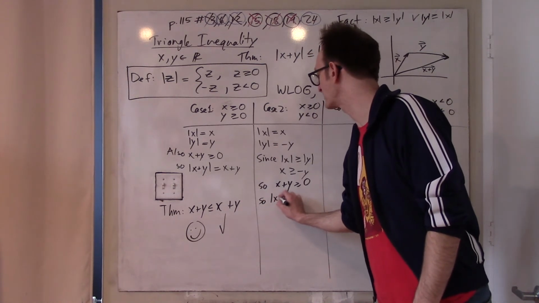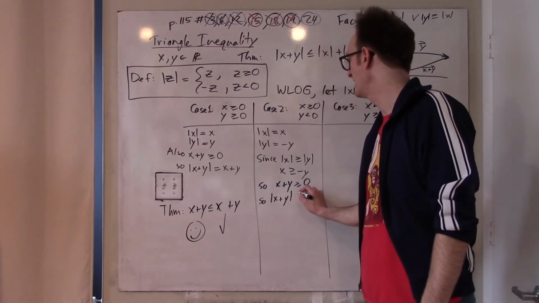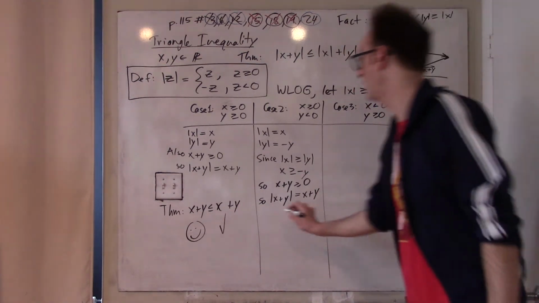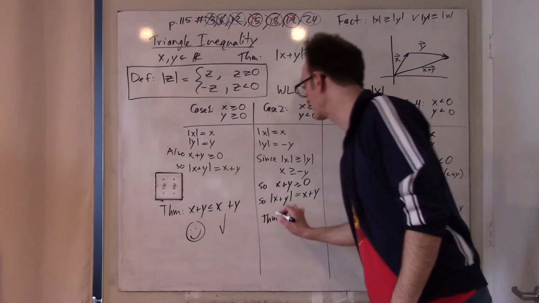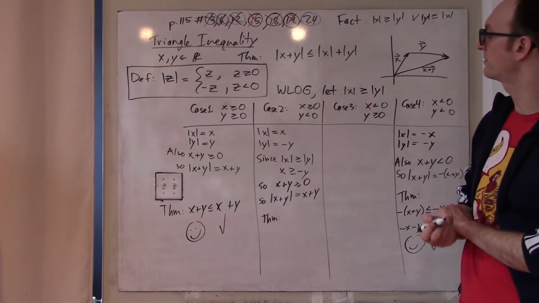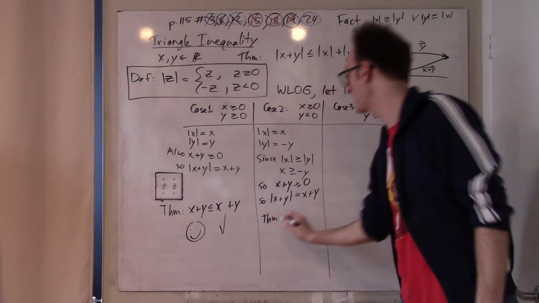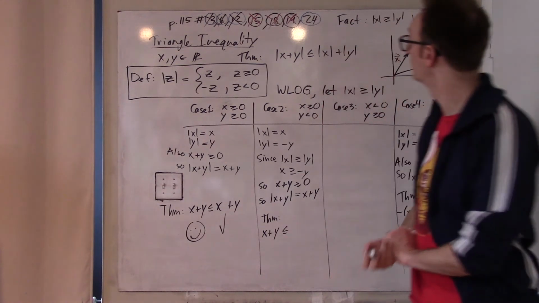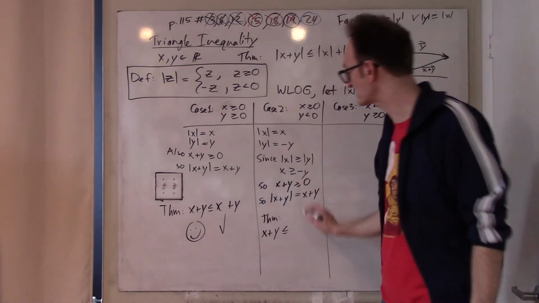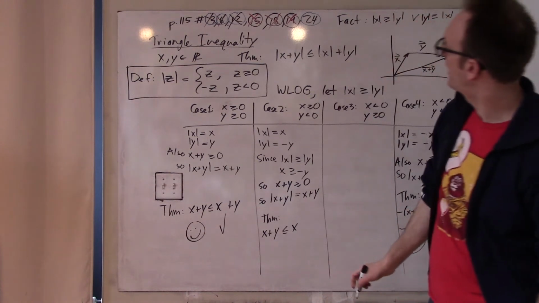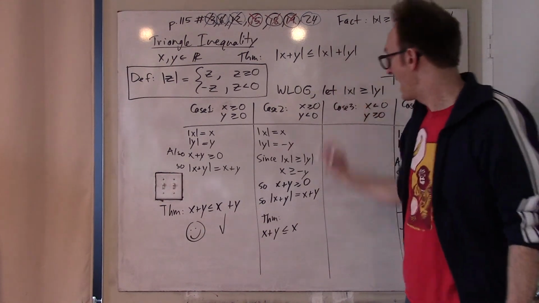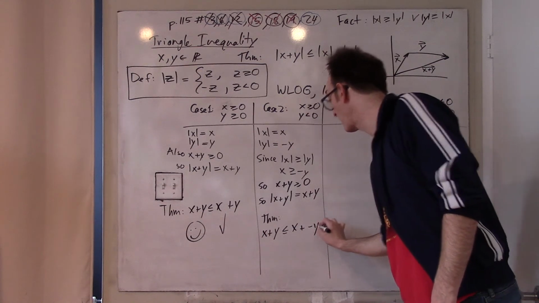So, in fact, the absolute value of x plus y is just x plus y. Therefore, what is the theorem that needs to be proved in this case? It's the theorem that the absolute value of x plus y, which is x plus y, is less than or equal to the absolute value of x, which is x, plus the absolute value of y, which is negative y.